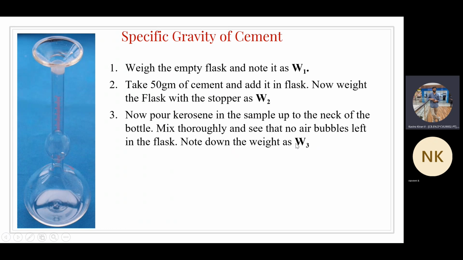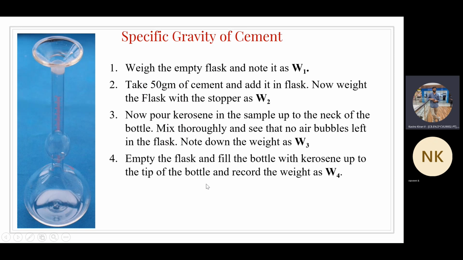Once these three weights are collected, you are going to throw away that entire sample. In the next case, you're going to fill the specific gravity bottle up to the neck with only kerosene. That weight you're going to take as W4. So here you have got four weights: W1, W2, W3, and W4.